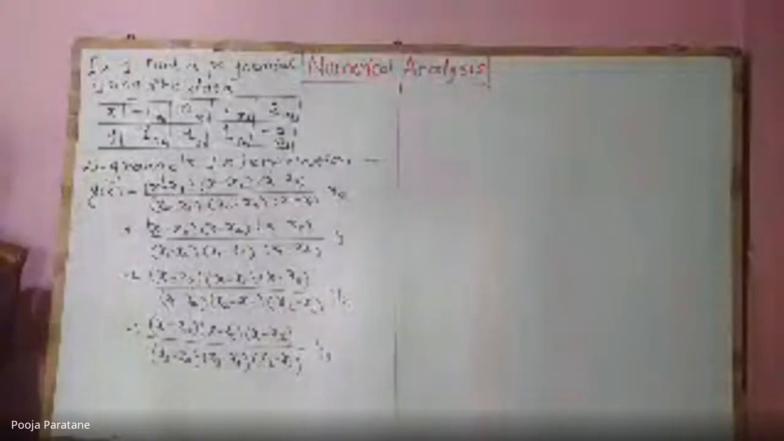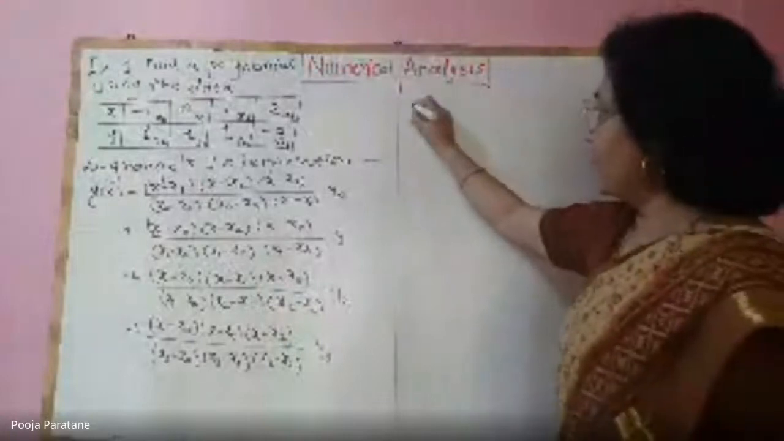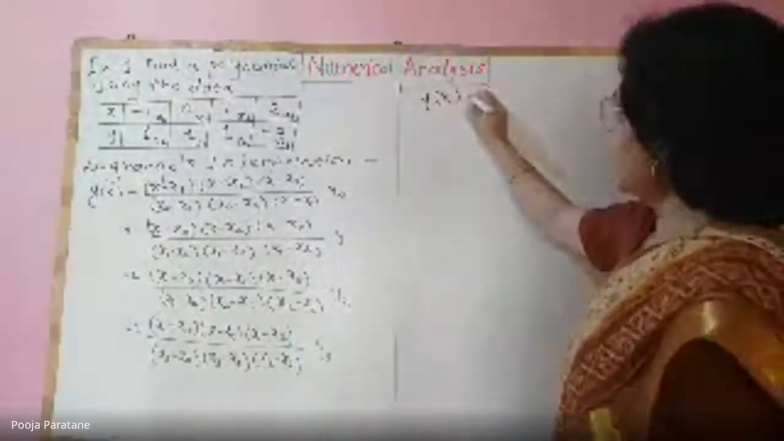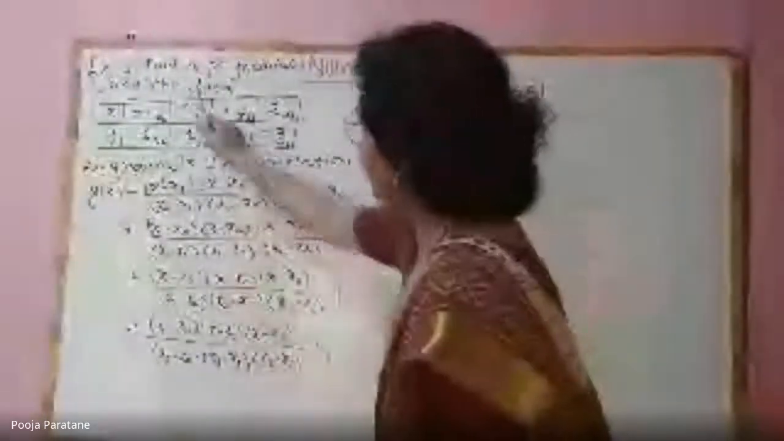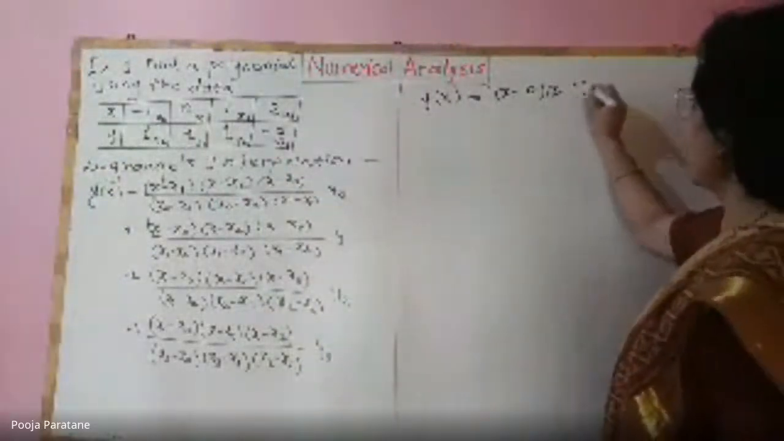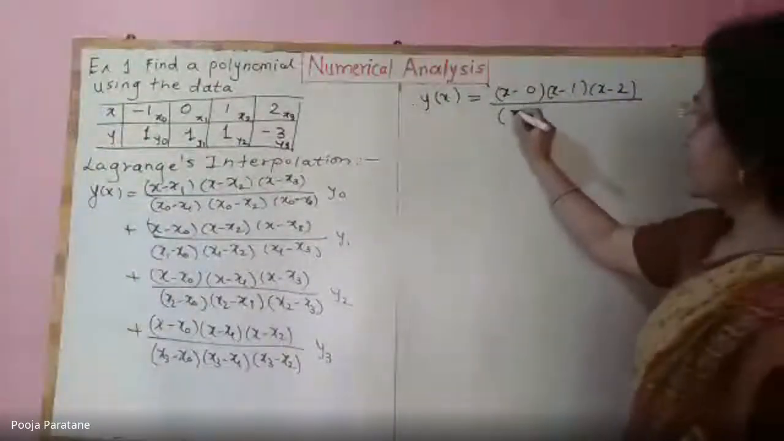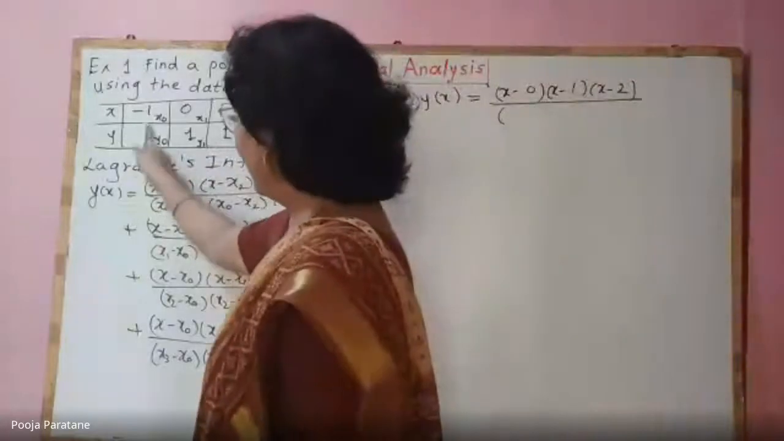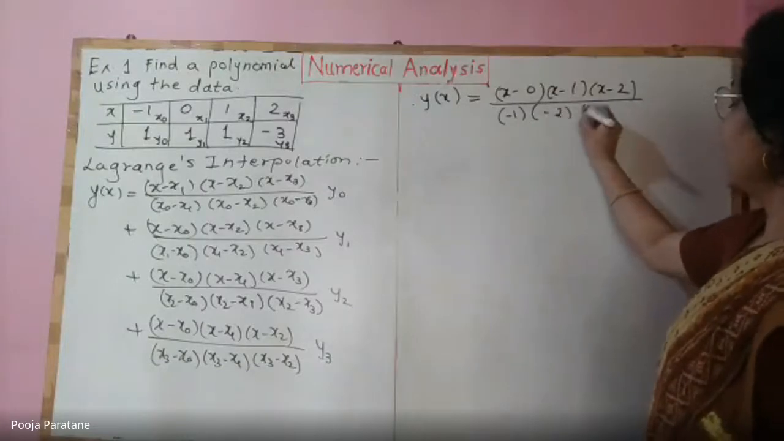Now here, as we want to find the formula, x is the variable. So we have to put x as it is. So let us substitute the values. Therefore y(x) is equal to, now x0, because the value of x1 is 0, then x minus 1, x minus 2, and here now directly I will do the calculations. What is the value of x0? Sorry, here the value of x0 is minus 1. So here it is minus 1, then minus 2 and minus 3.